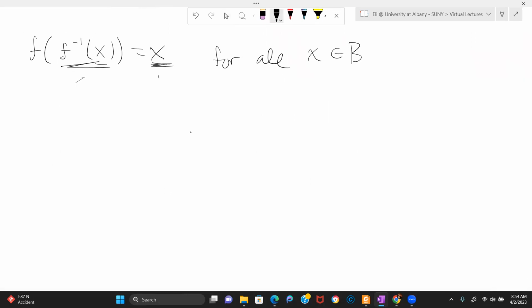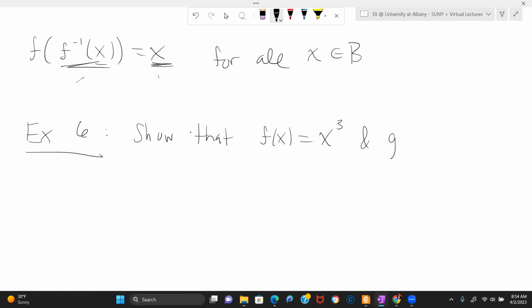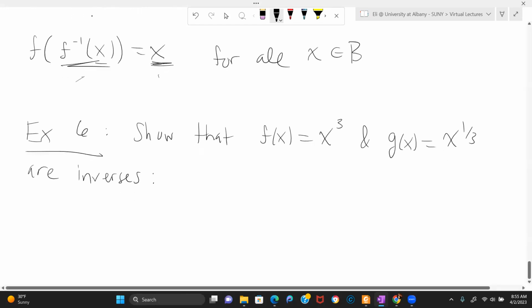So here is an example of doing just that. For this one, we want to show or verify that f of x equal to x cubed and g of x equal to x to the 1/3 are inverses. Well, we just got to compose the two in both orders and show that they undo each other.